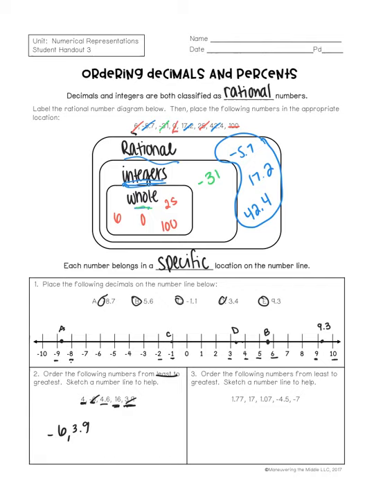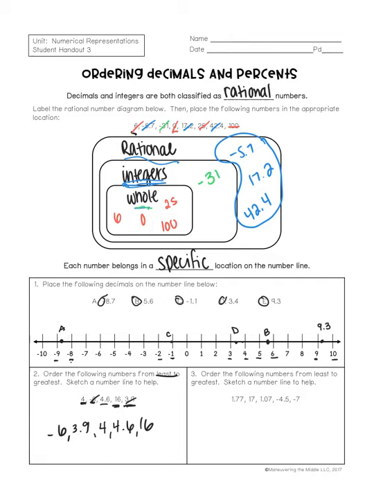Then I have 4 and 4.6. Now, they both have the same number of ones, but that 0.6 tells me it's more than 4, but not quite 5. So 4 is the next smallest, then you have 4.6. And then last but not least, you have 16.